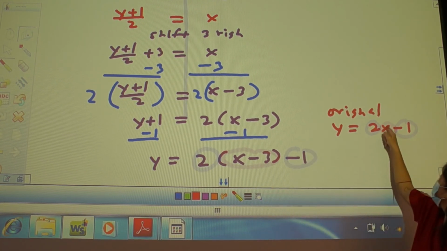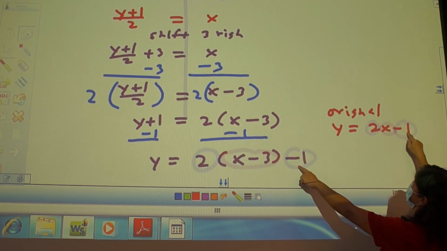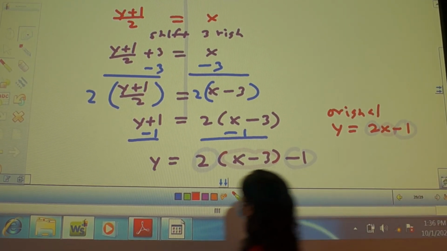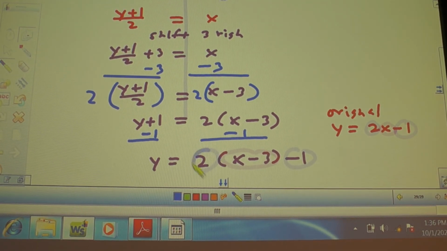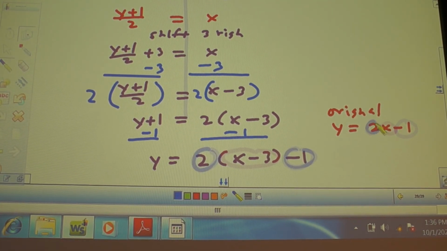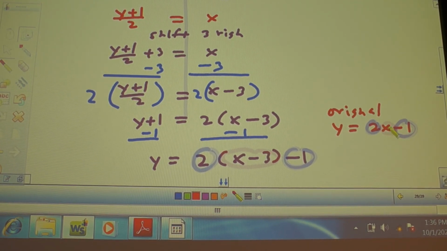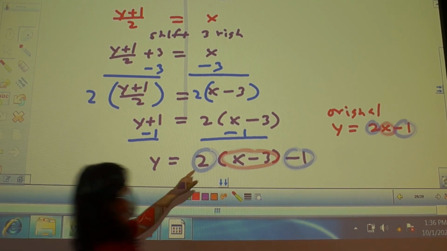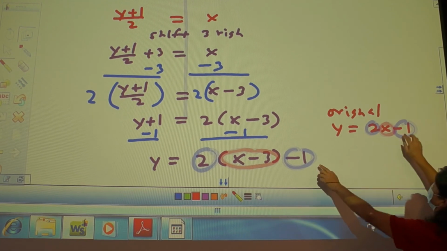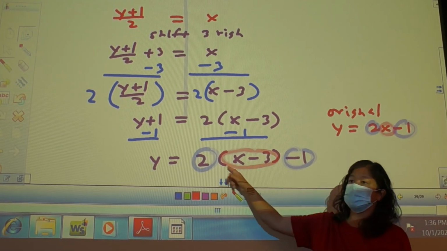This is still here. The difference is that, you can't really see the color changes, can you? It's a little darker on my screen. So these stay the same. The difference is that this x became x minus 3. Does everyone see that? The 2 stayed the same. The minus 1 at the end stayed the same. The difference is my x becomes, in parentheses, x minus 3.